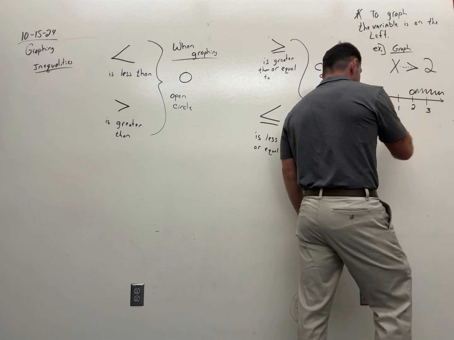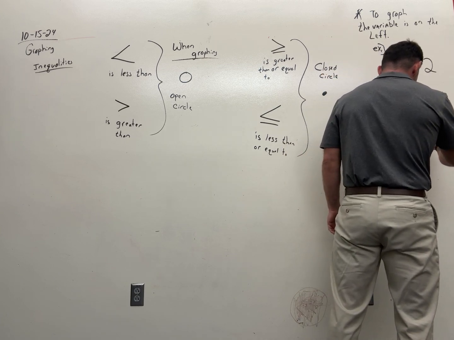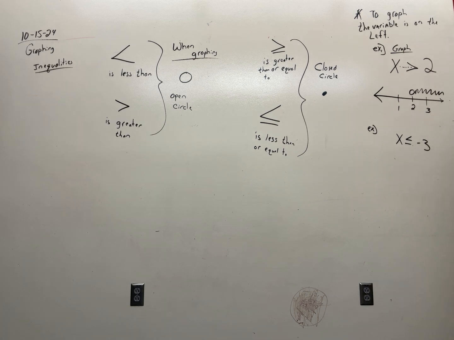So let's try this one. x is less than or equal to -3. Make a number line, put a circle on it, let's see what's happening.